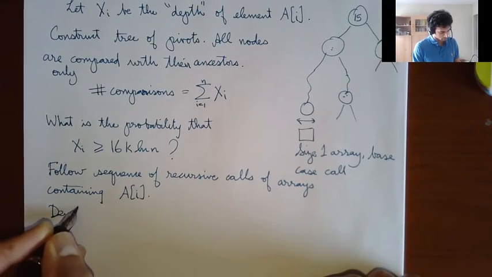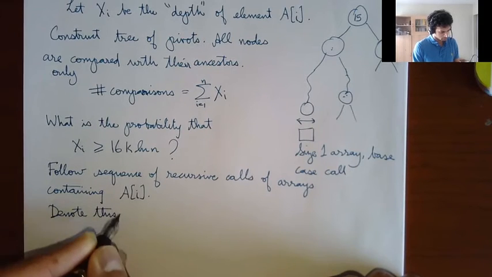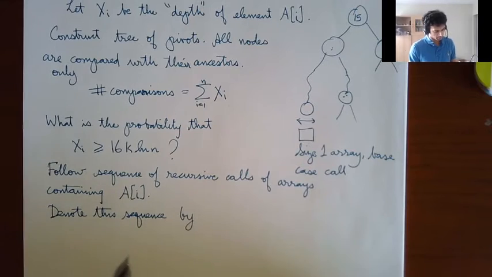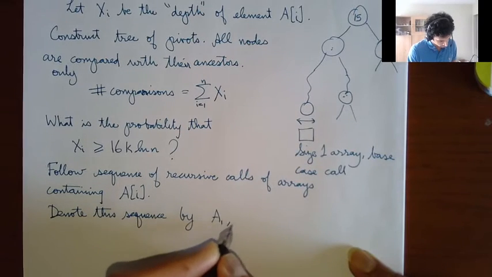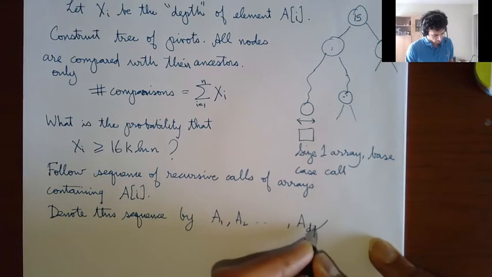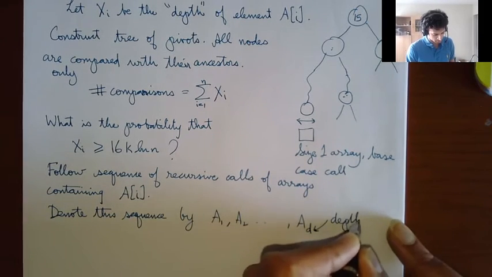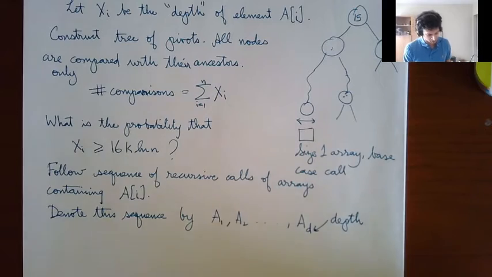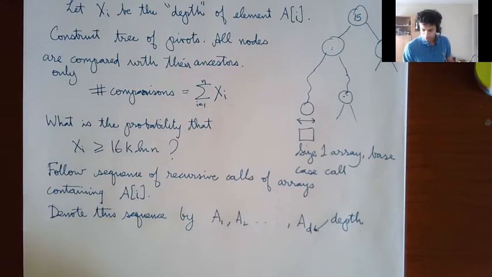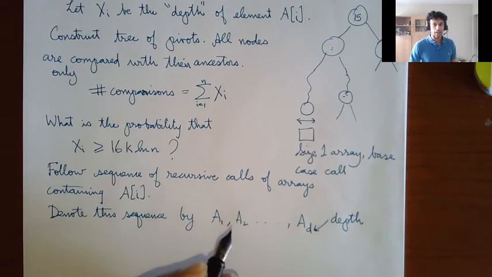Denote this sequence by A1, A2, going all the way up to A of D, where now D is the depth. Right? So this is basically xi. I just don't want to call it A of x of i, you know, just so it's A sub D. This is the eventual value of xi.